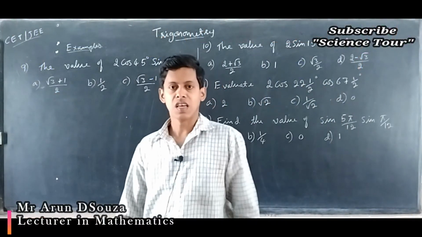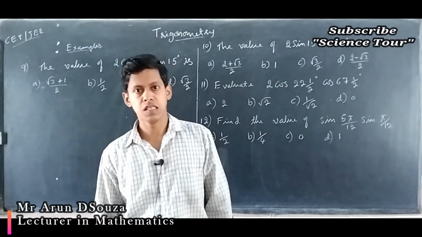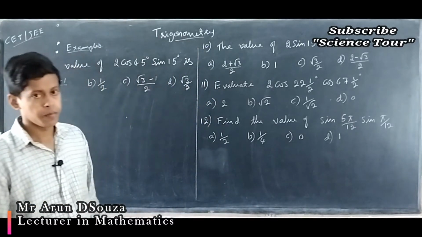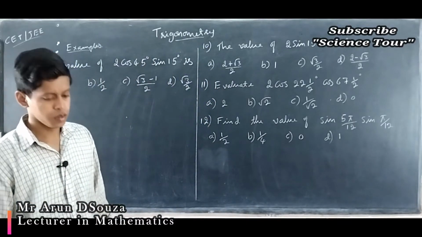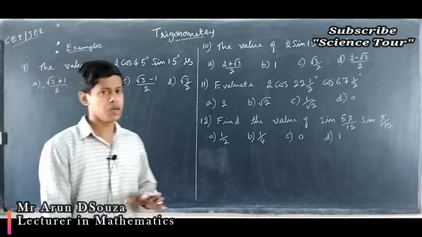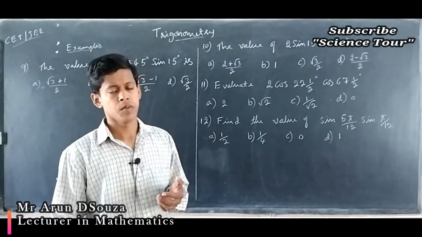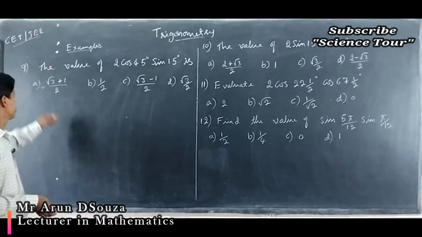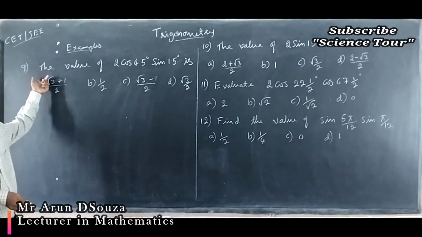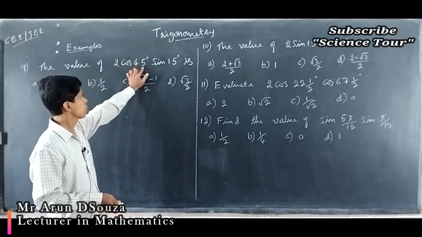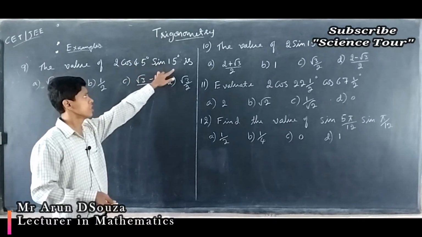Hello dear students and welcome to CET JEE classes of trigonometry. In today's class we will continue to solve the examples from sum or difference of two angles. Alright. So the ninth question, the value of 2 cos 45 degree sin 15 degree is.